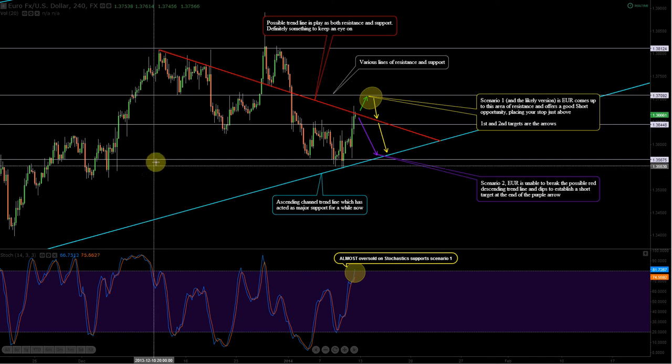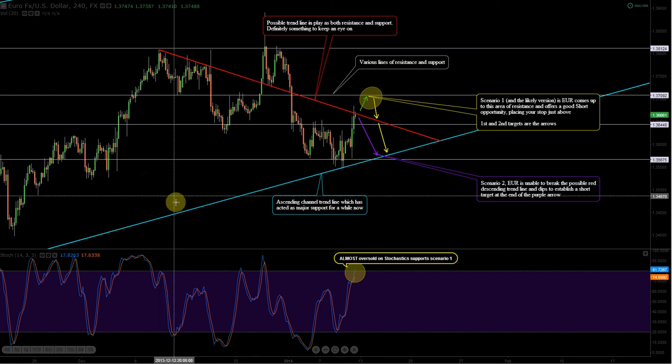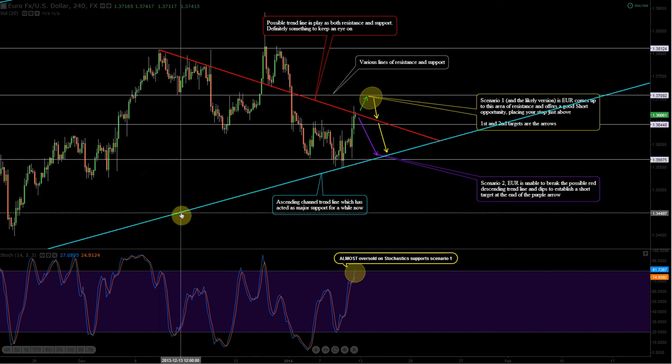As the chart shows, the gray lines running horizontally are your lines of resistance and support. This blue line is an ascending trend line that has held as a supportive line for the Euro futures and Euro USD currency pair for quite some time now.